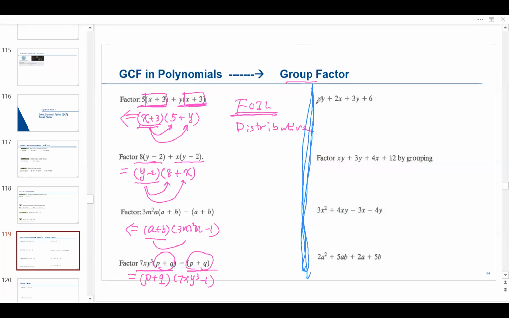You can see here, x, y, 2x, they have a common factor x. But when you consider these three terms, they don't have a common factor, right? Because x is a common factor for these two terms, but not a common factor for these terms, right? So it's not easy to determine.